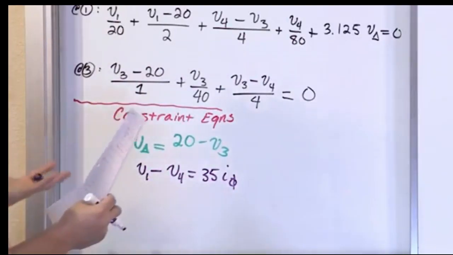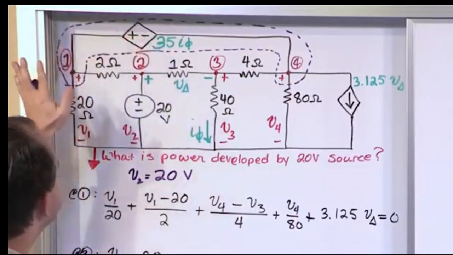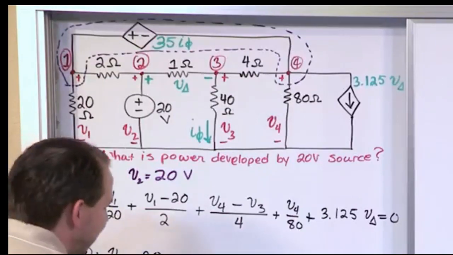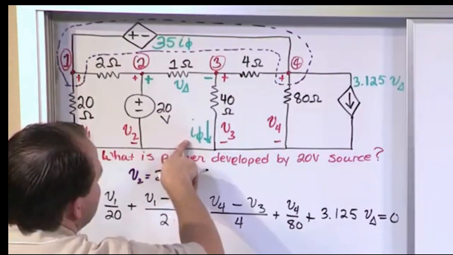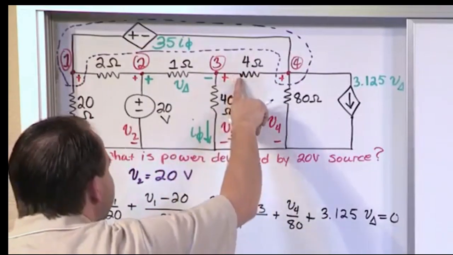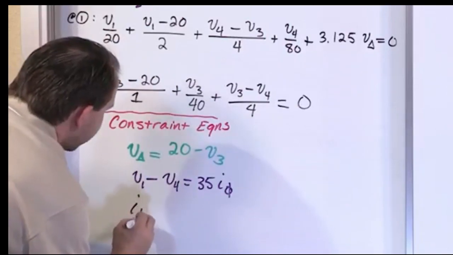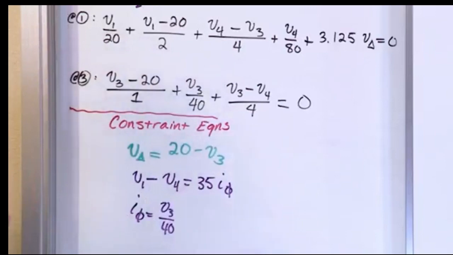It basically tells you how this dependent source behaves in relation to the other node voltages. The only problem is when I write it down, I introduce a new variable that I didn't have anywhere before, I phi. But then you look back at the problem and realize I phi is defined right here. I phi is V3 over 40. So what you write is I phi is V3 over 40. That is what I phi is equal to.